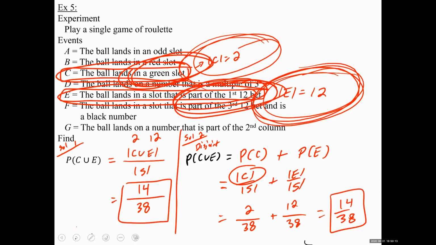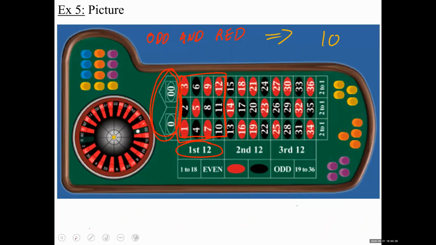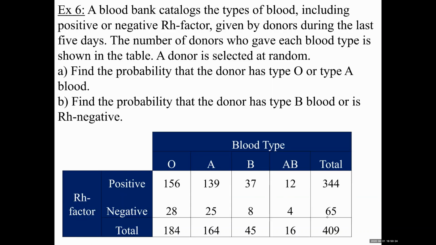Let's see, we have a couple more. Okay, so in this example, it says a blood bank catalogs the type of blood, including positive and negative Rh factor, given by donors during the last 5 days. So in the last 5 days, it turns out 409 people total gave blood. And we're writing down what type it was.